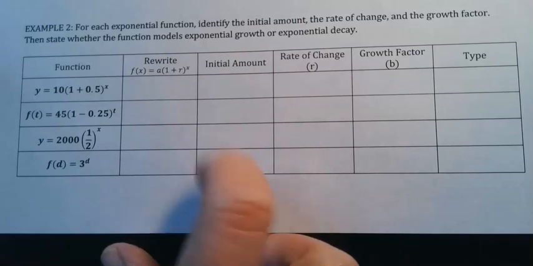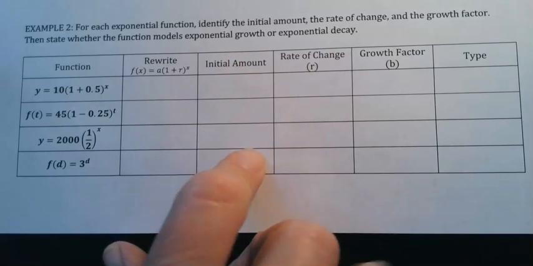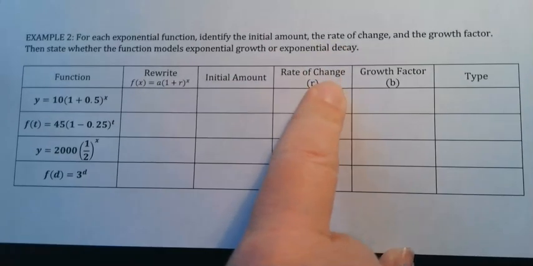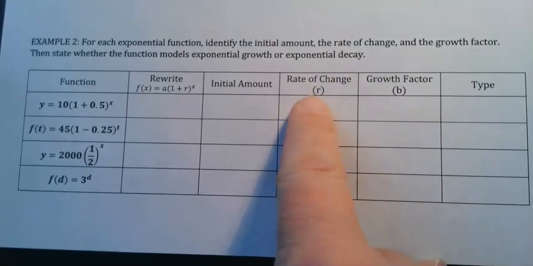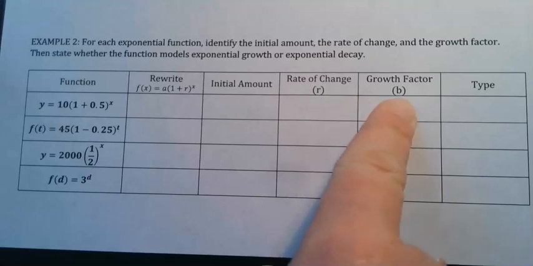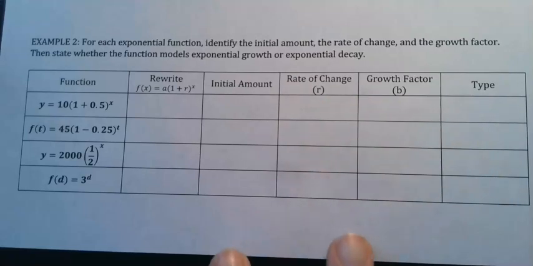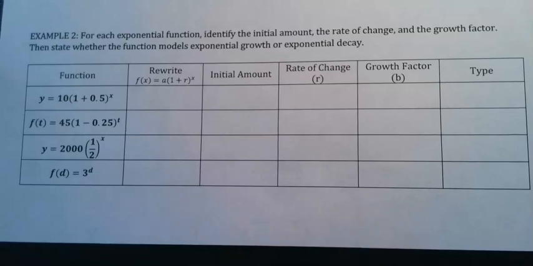Or if that would be helpful for you. Then we're going to write the initial amount, identify the initial amount, the rate of change, the growth factor. Notice our rate of change is r, our growth factor is b, and we're going to state the type. Is it growth or decay? State whether the function models exponential growth or exponential decay.